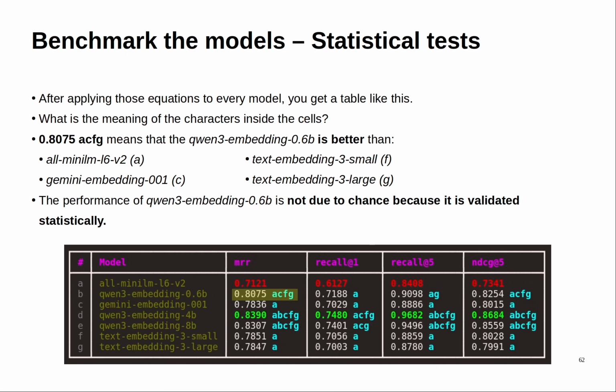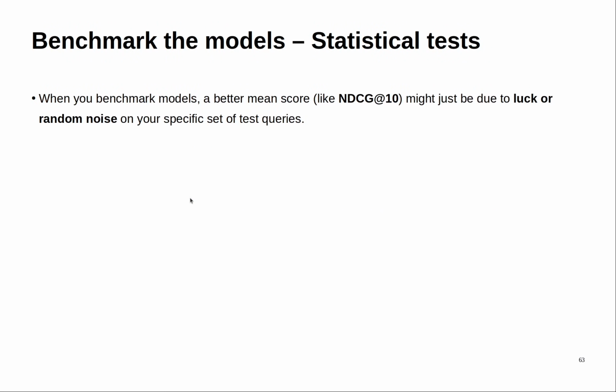And also, we get something interesting. Here, you see that the performance of the Qwen3 model is not due to chance because it is validated statistically. Because sometimes you might get lucky, or you can select the data in a way that shows that a model performs better than another. But if you enlarge the dataset, you will not get lucky, and the model that is general will perform better than a poor model. With statistical testing, we can prove that, and we can get this information very easily. And this is what I explain here.